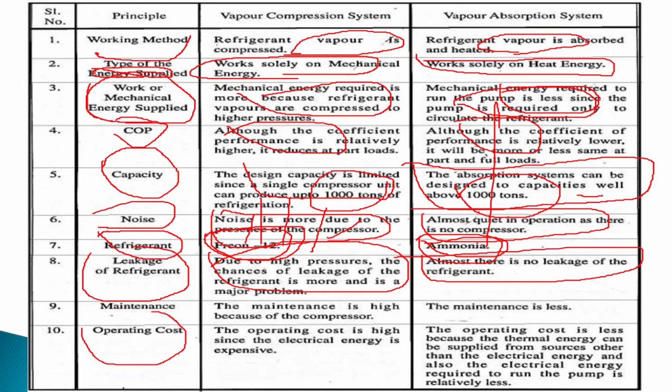Then operating cost. The operating cost is high in the case of vapor compression because of the electricity required for the compressor. But here the operating costs are less compared to the vapor compression refrigeration system. These are some comparisons between vapor compression and vapor absorption.